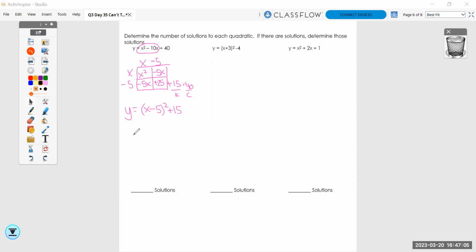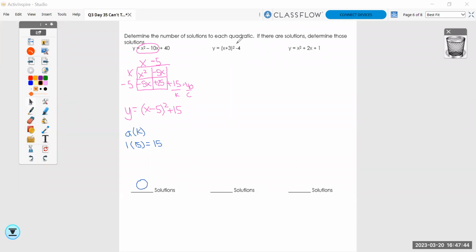Okay, so now to find how many solutions I have, I take my A times my K. So I have 1 times 15, which is a positive 15. And if you look right above these on your worksheet, a positive product means I have no solution, right? This one's positive. Okay, everybody good? All right, look at how we are just combining everything we've learned.